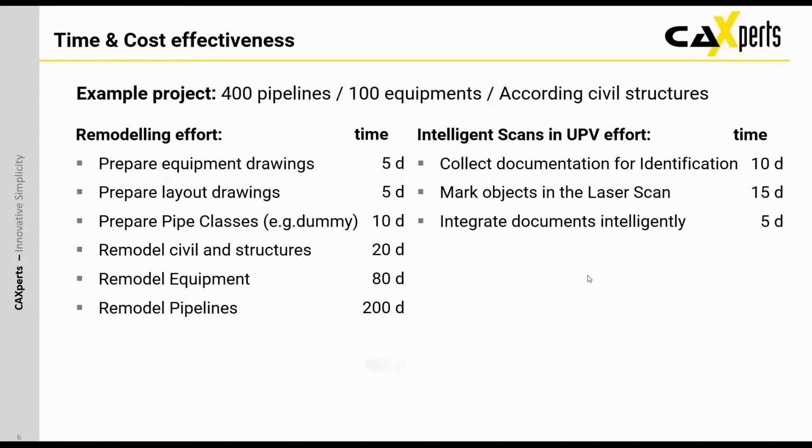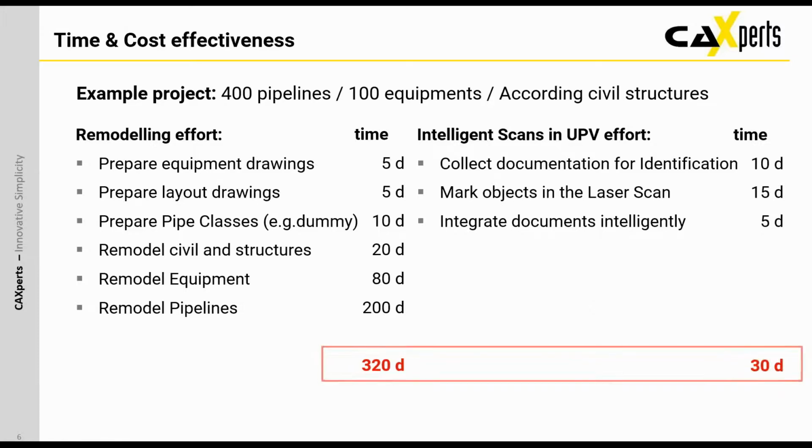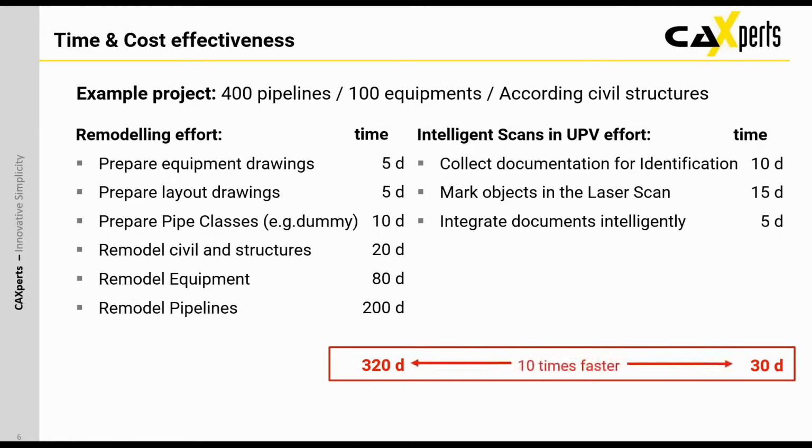So what does this mean? We're actually talking about 320 days compared to 30 days. About 10 times faster, and depending on the project, this can be even faster than that. In some cases it might be a bit below this, but not much. So I think that 10 times faster is actually a good, educated guess here.